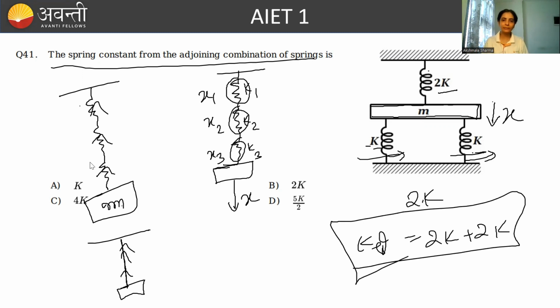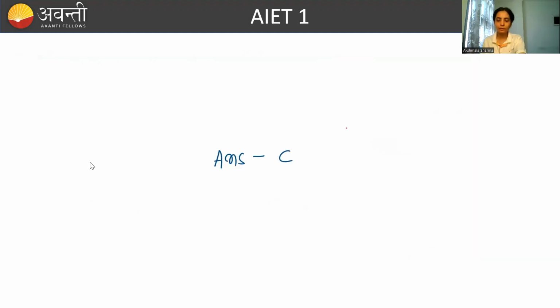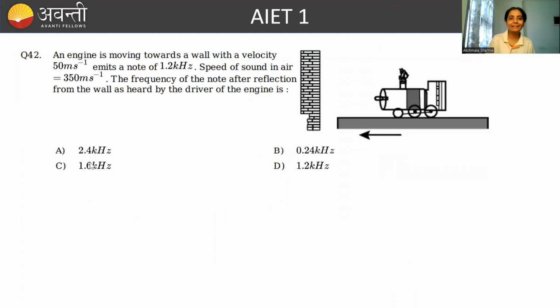These two and this and this are also in parallel, because both are suffering the same displacement down x, right? Chalo, so answer should be 4k, yes? Chalo, now this is another thing that we read in Doppler, and this is very important. So look here, that's why I have included this.